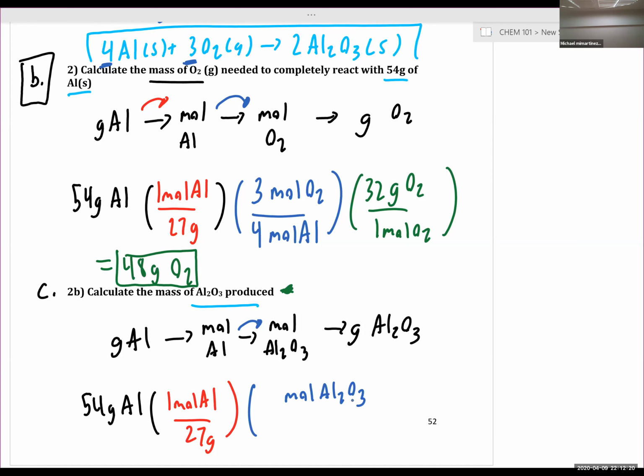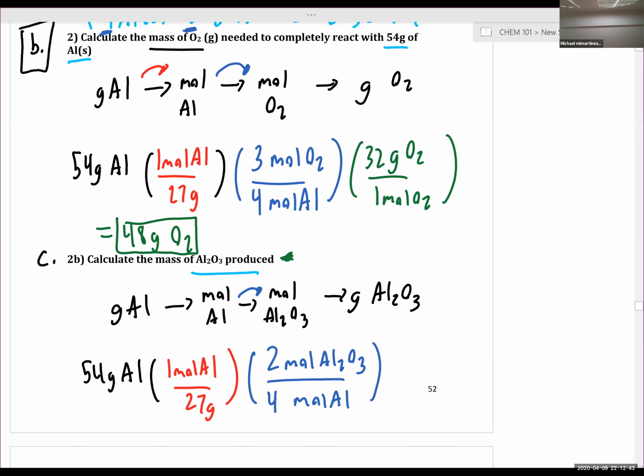I see responses of 2. Yep, that's exactly right. And how many moles of aluminum react to generate our aluminum oxide? How many moles of aluminum are reacting in this case? Yep, 4. Exactly right.